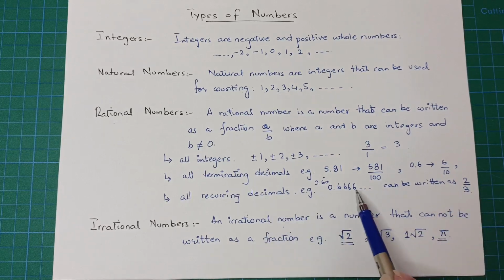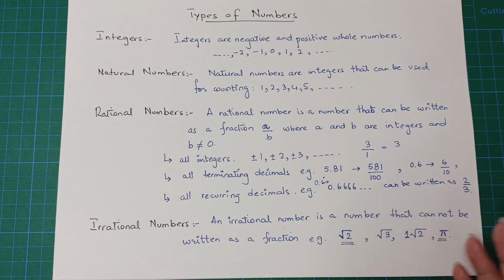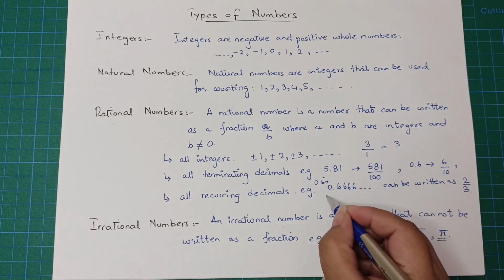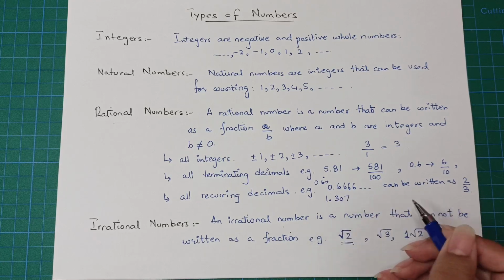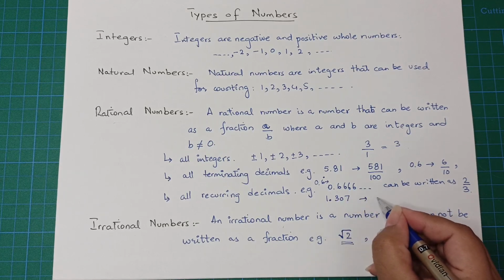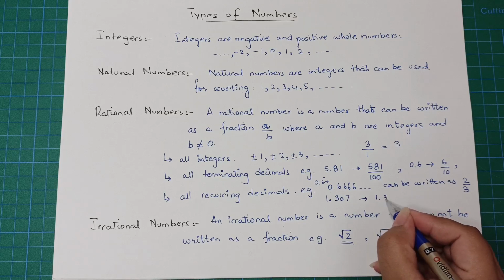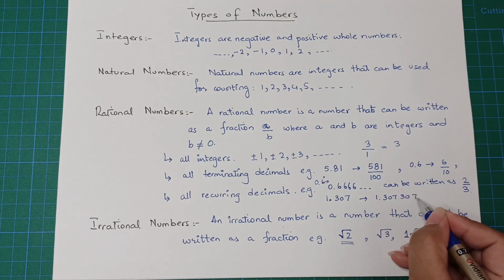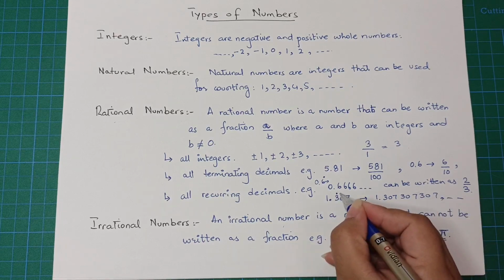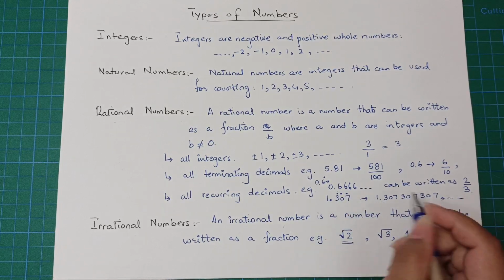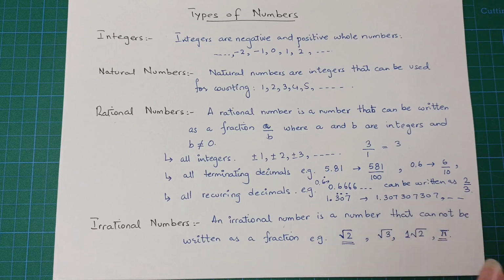Recurring decimals are those in which the last digit continues itself till some point. Like, let's suppose you have 1.307 and it goes like 1.307307. Now the same thing continues till the end, an infinite pattern.